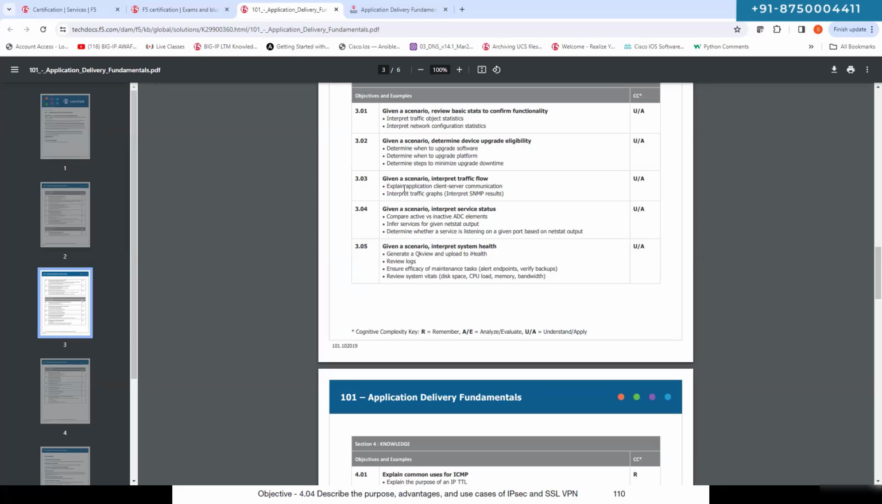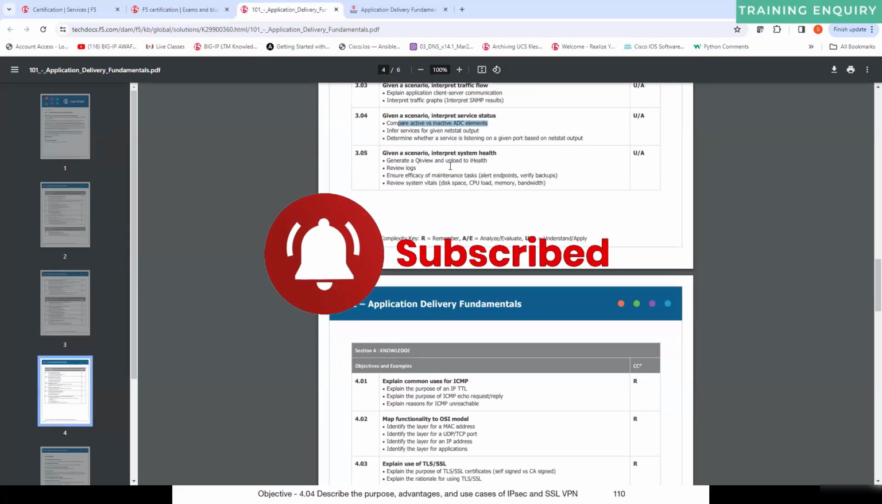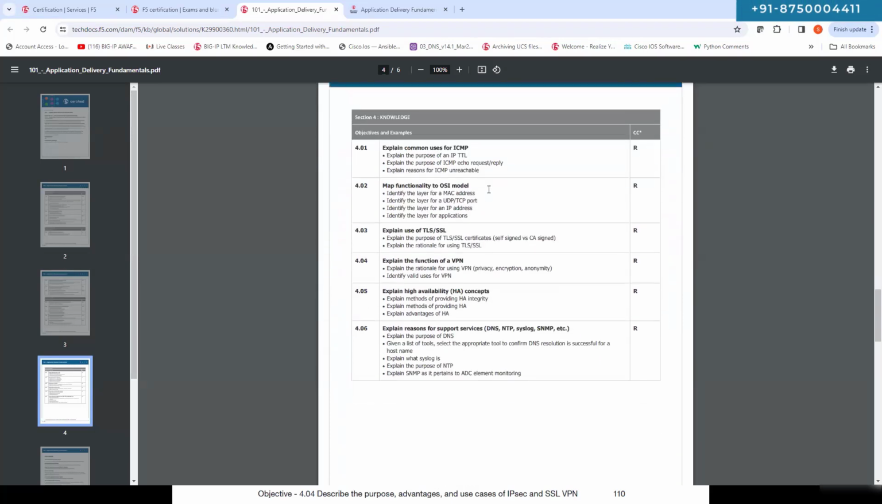The traffic flow, right? Explain application client server communication, and then SNMP, then interpret service status, like compare active versus inactive ADC elements, how you can determine which components are up and which are down, right? That's something you should know. Then QKVU, what is QKVU, and how you can check disk space, CPU utilization, memory utilization, and the bandwidth utilization of the interfaces.